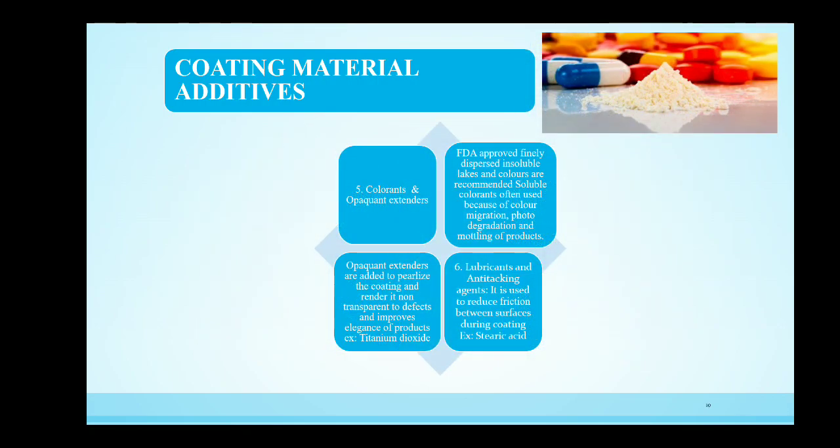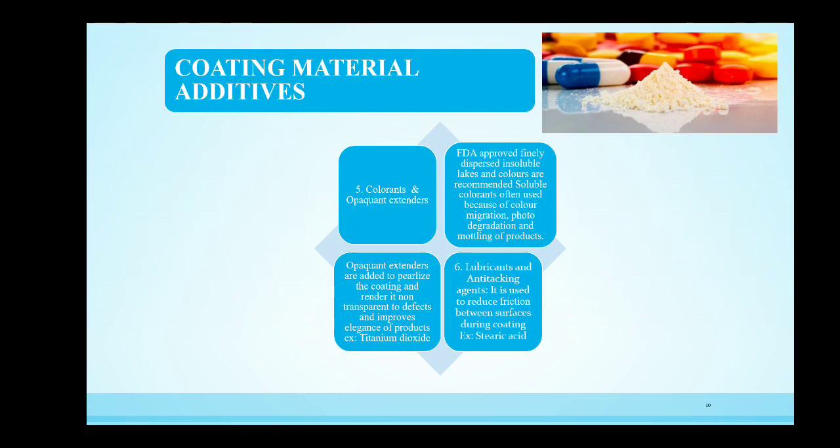Moving on to the next additive, that is colorants and opacant extenders. Here the FDA approved finely dispersed insoluble lakes and colors are recommended. The soluble colorants are often avoided because of color migration, photodegradation and mottling of the product. Opacant extenders are added to opacify the coating and render it non-transparent to defects, and improve the elegance of the products. Example is titanium dioxide.